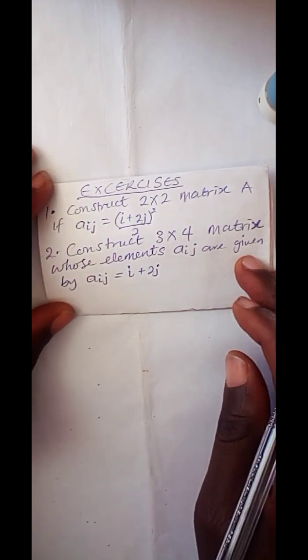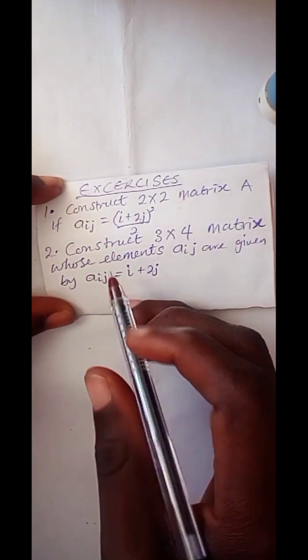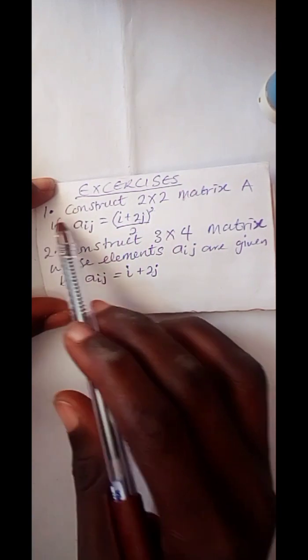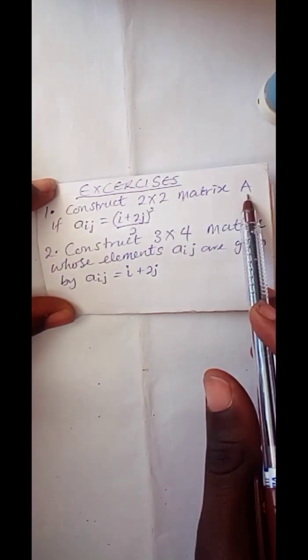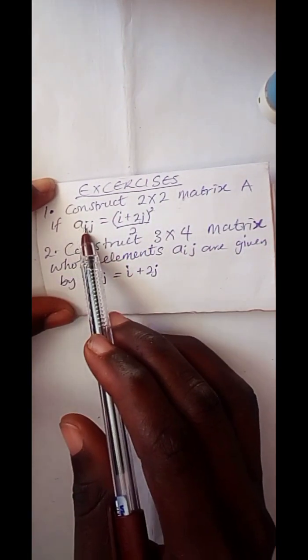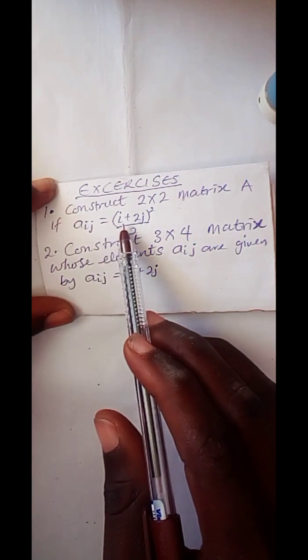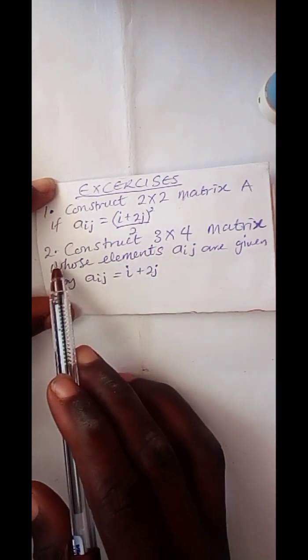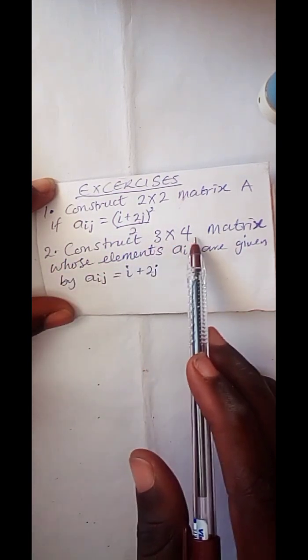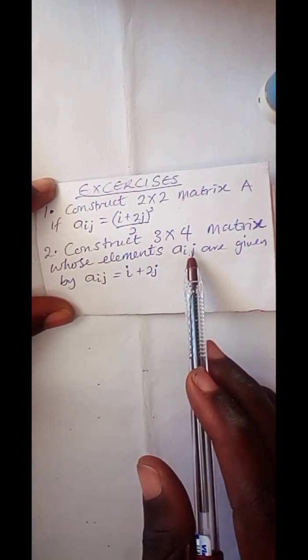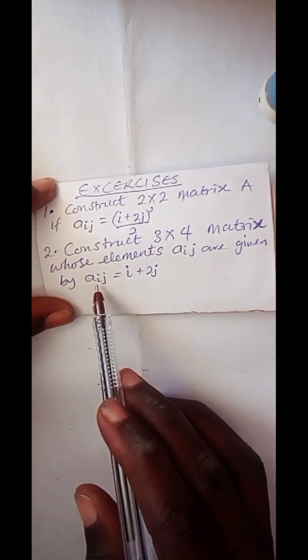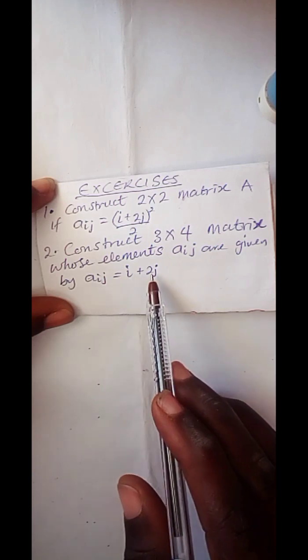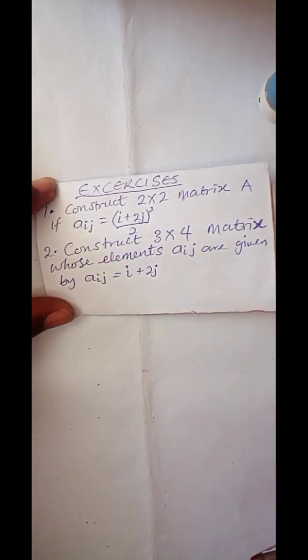As we can see, this is the exercise given for us to practice. The first one is: construct a 2 by 2 matrix A if Aij is equal to (i plus 2j) square divided by 2. The second exercise reads: construct a 3 by 4 matrix whose elements Aij are given by Aij equals i plus 2j. So when you study the solution we've made, you will be able to solve all these problems.